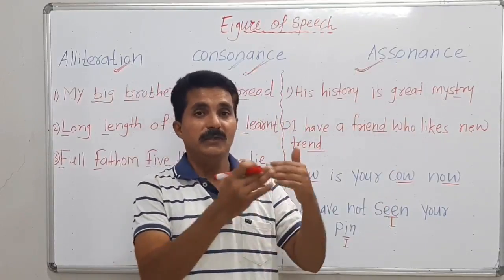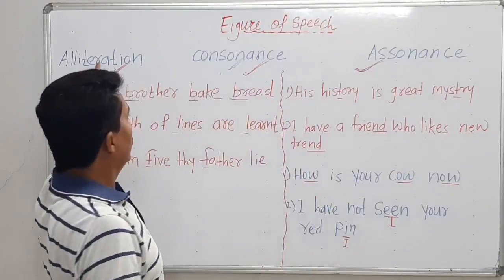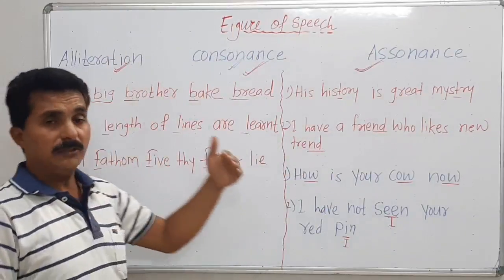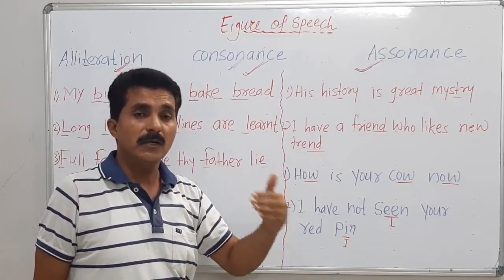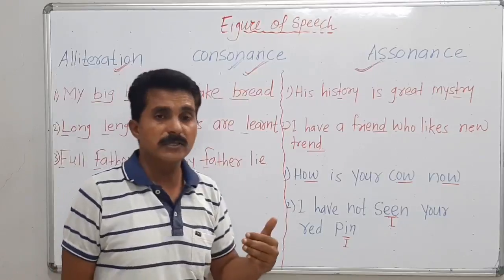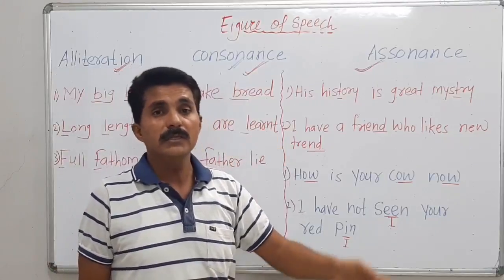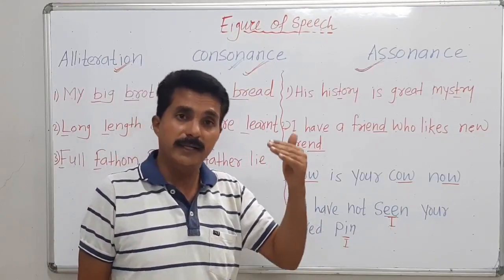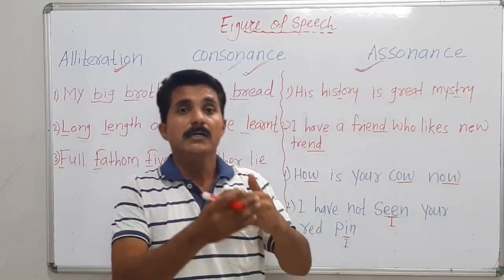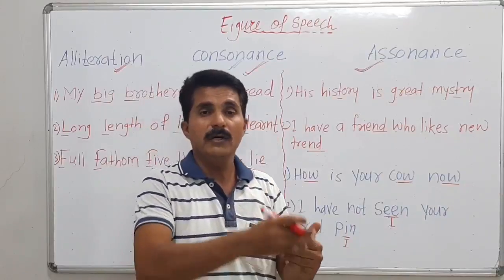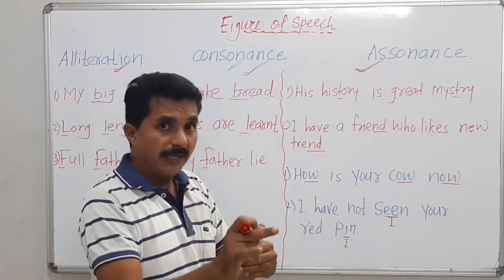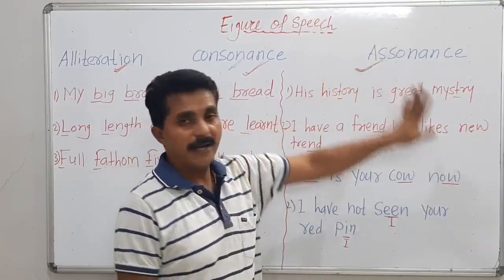I hope you understood the difference between alliteration, consonance and assonance. What is alliteration? The consonant sound comes in the beginning of the word, that is alliteration. What is consonance? The consonant sound comes in the middle or at the end of the word, the figure of speech is consonance. What is assonance? The vowel comes in the middle or at the end, that particular line will be called in which figure of speech? Assonance. Okay.